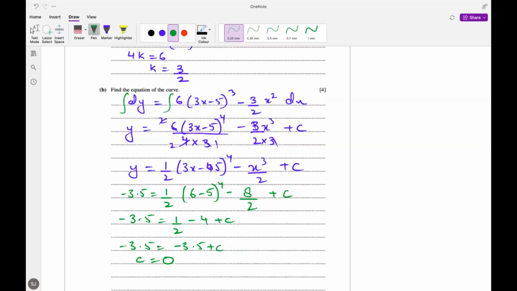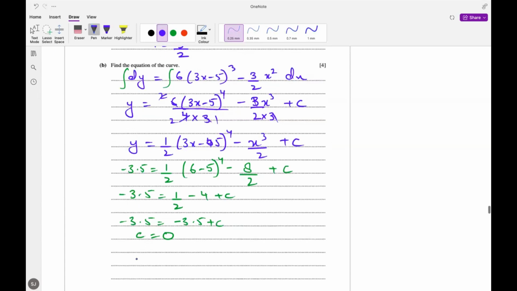So the final equation will be y equals to 1 upon 2 into 3x minus 5 to the power 4 minus 1 upon 2x cubed.